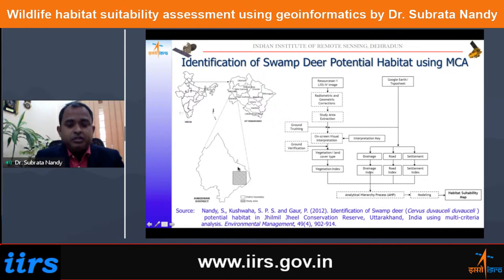Now, you can see in this case Landsat imagery was used because the area was not that big. So here Landsat imagery was used, and then a study area was extracted. This was done in a conservation reserve called Jilmil Conservation Reserve. With the Jilmil Conservation Reserve at the center, we have taken a 15 kilometer by 15 kilometer area, which I'll show in the next image.